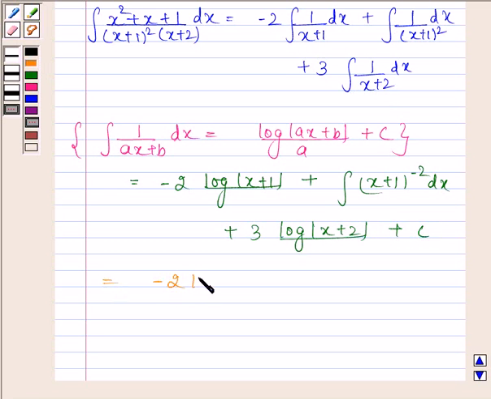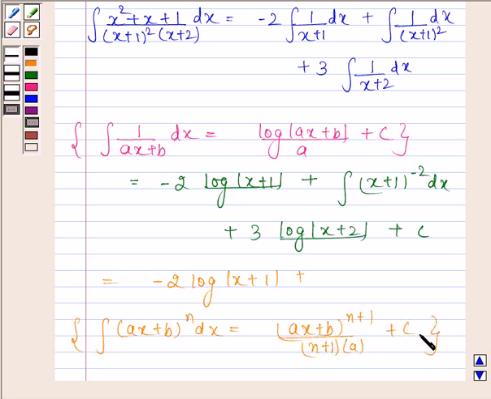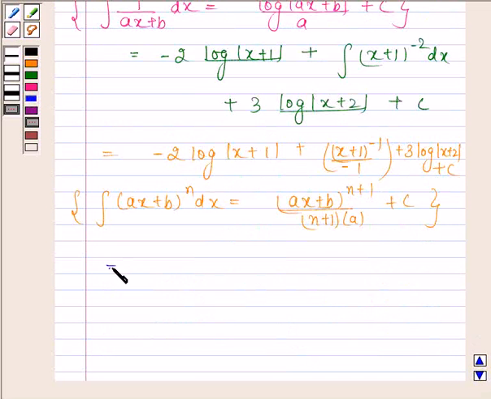Now this is equal to minus 2 log mod (x + 1) plus, we know that the integral of (ax + b) to the power n with respect to x is (ax + b) to the power (n + 1) by (n + 1) into the derivative of (ax + b), that is a, plus c. So using this, this integral is equal to (x + 1) to the power minus 1 by minus 1, plus 3 into log mod (x + 2) plus c. And this is equal to minus 2 log mod (x + 1) minus 1/(x + 1) plus 3 log mod (x + 2) plus c.